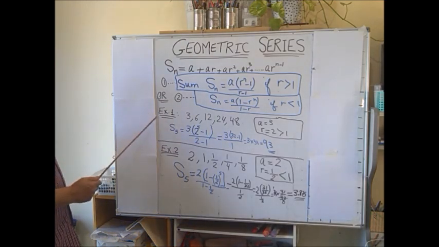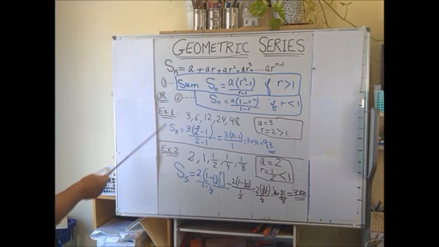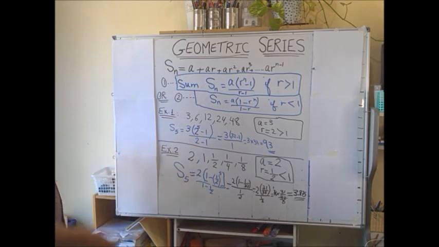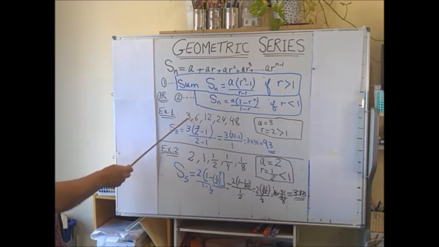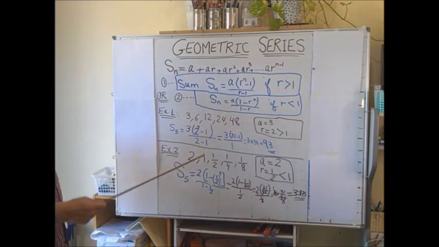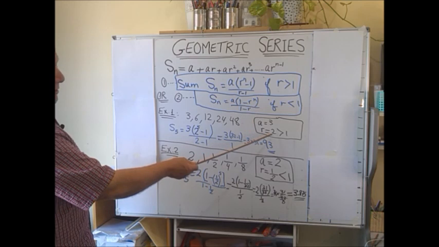First example here. For each case, we have an example. Let's look at this sequence: 3, 6, 12, 24, 48. Again, as you can see, a is 3, the first term, and each number is obtained by multiplying the previous one by 2. So 3 times 2 is 6, 6 times 2 is 12, and so on. So r is 2.